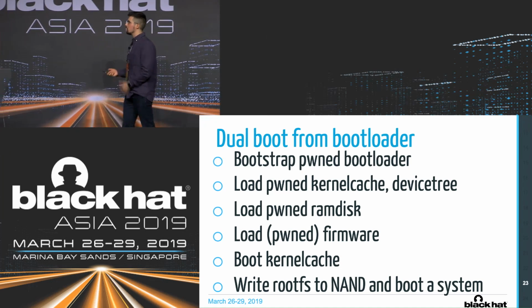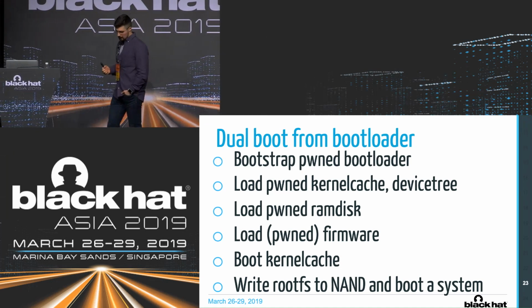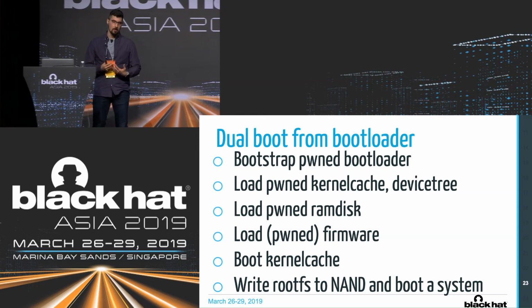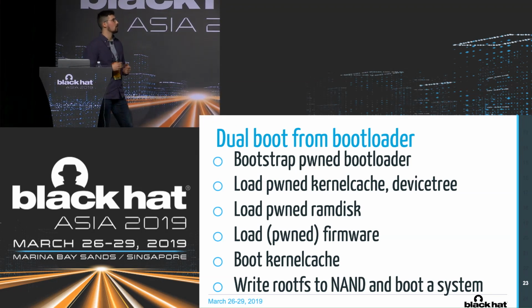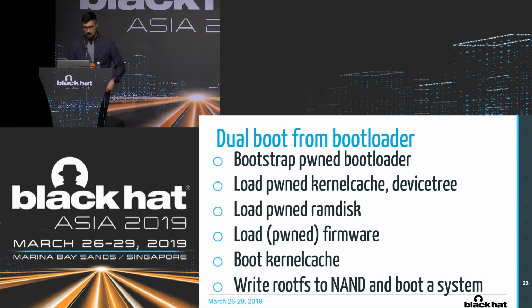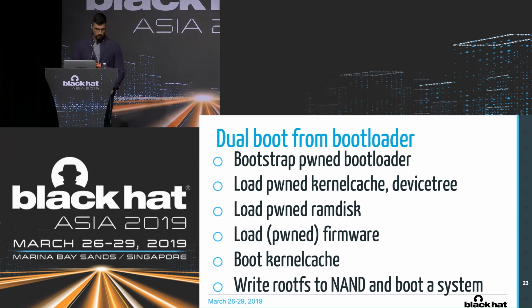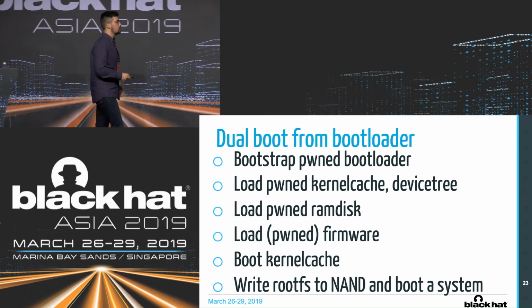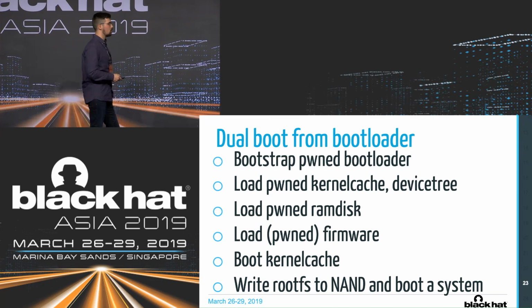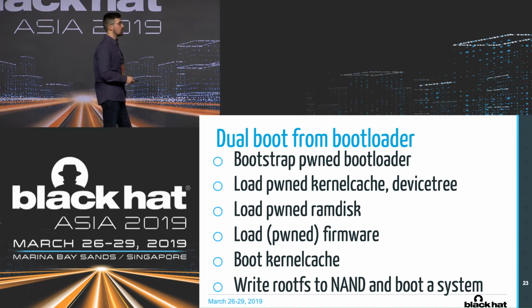So why not try to dual boot from another bootloader itself? We're going to bootstrap our fixed bootloader from another bootloader, which is going to load the fixed kernel cache, fixed device tree, RAM disk, firmware, all the stuff that I mentioned. And finally, we boot the kernel cache. So we boot the system just from RAM, and we get SSH access. I will show you how we can write the rest of the root file system to NAND and boot a second system. So that's the plan.